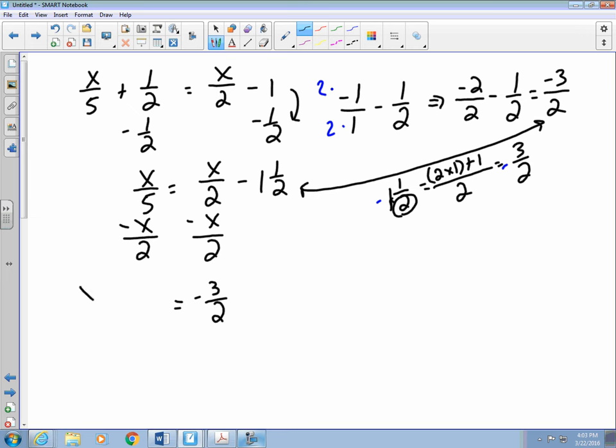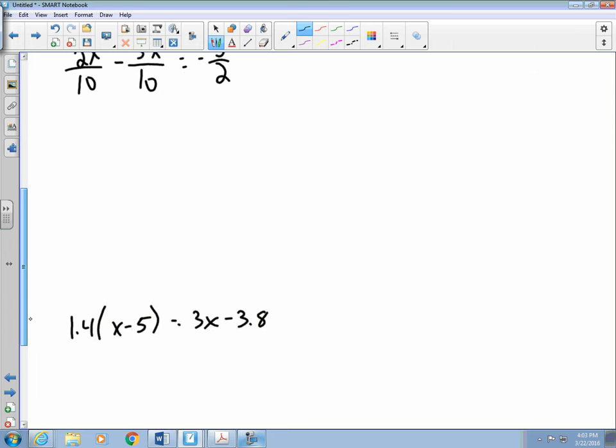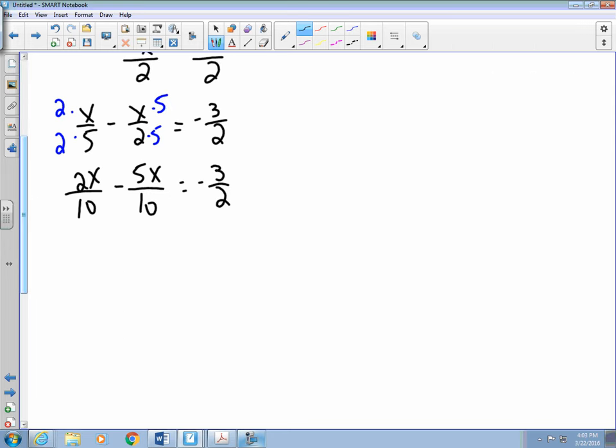Okay, so what is x over 5 minus x over 2? Well, the LCD, or the least common multiple between 2 and 5, is 10. So I can make that a 10 by 2, and I can make this a 10 by 5. And then I can combine these fractions. So I have 2x over 10 and 5x over 10 equals -3/2. And then 2x minus 5x is -3x over 10 equals -3/2.